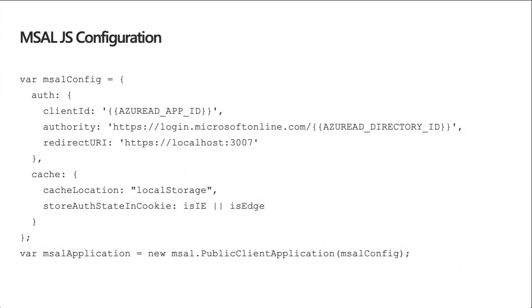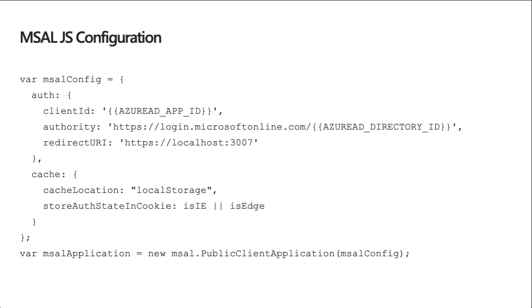Now load the MSAL.js 2.0 library from the Microsoft Hosted Content Delivery Network, or CDN. You don't see that here on the slide, but it's just a script reference. After adding the script reference to the page, add the following code that you see here to obtain an instance of the application. The app ID and directory ID tokens in the code are placeholders for values that are going to come from the Azure AD app, and we'll see that when we do the demo in a minute.